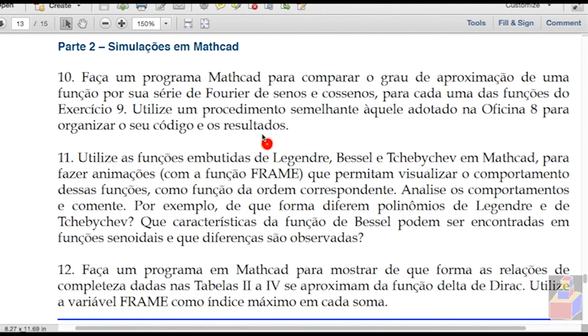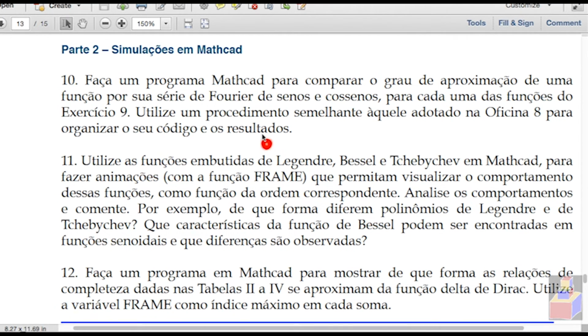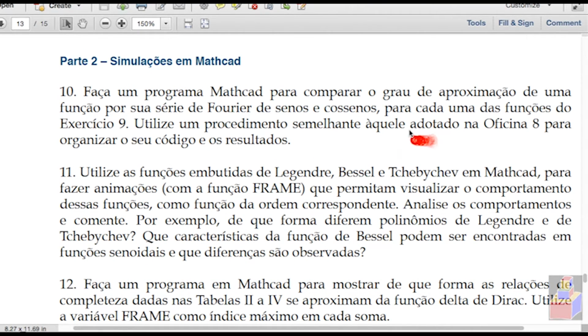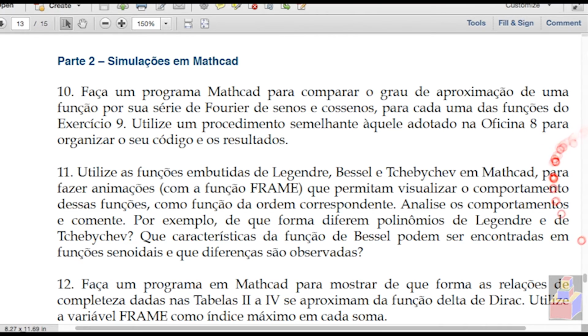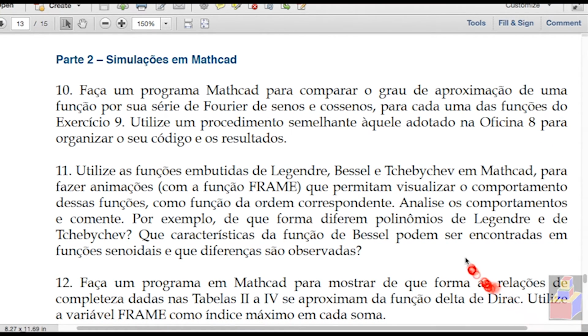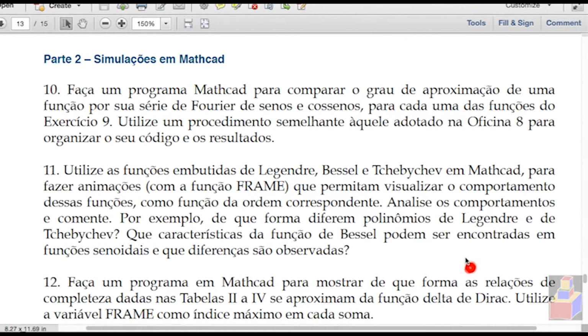Some of those simulations are similar to what we did in the previous one. By the way, there's a mistake here. I just found it. It's workshop 6 here, not 8. Sorry. Let me try to fix it in there. I'll fix it later. But use the same procedure as in the previous assignment, which is not number 8, it's number 6.